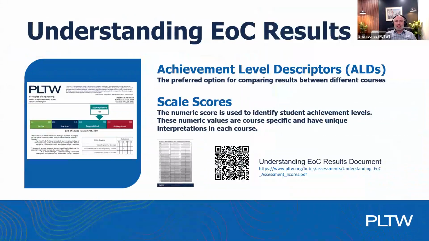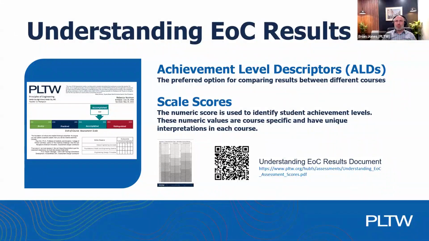All right, so we have two main types of information that come from the EOC. We have the ALDs, so our achievement level descriptors, and other tests call those performance levels. There's different words that you can use interchangeably here. We've chosen to use the achievement level descriptors, and then you have the scale score. And it's important to understand how both of those work so that you can make sure you're using the assessment results appropriately and interpreting them in a way that's beneficial to the student and is not misinterpreting their results.